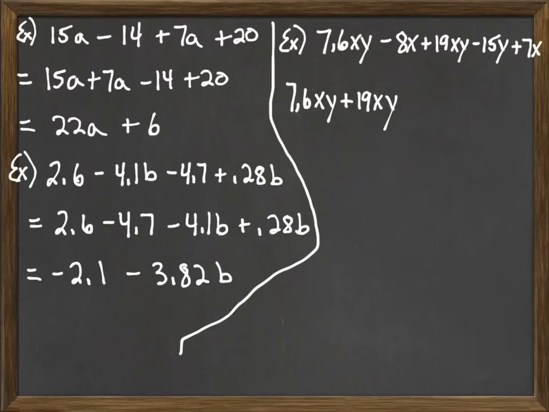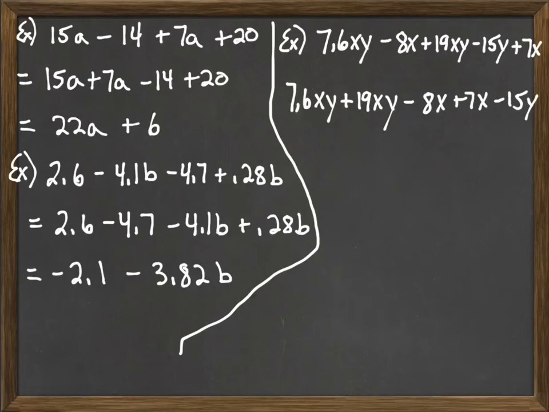And then at that point, we look for other like terms. I see I have a minus 8x to go with the plus 7x. And then I have a minus 15y that's completely lonely all by itself. So there's really nothing else I can do there as far as the y is concerned. So we go ahead and put our like terms together, right? Our xy's together and our x terms together.